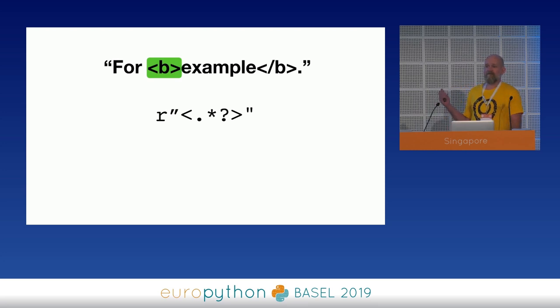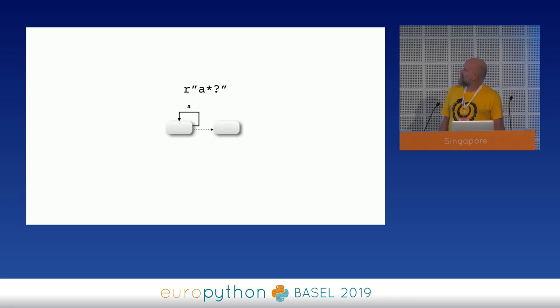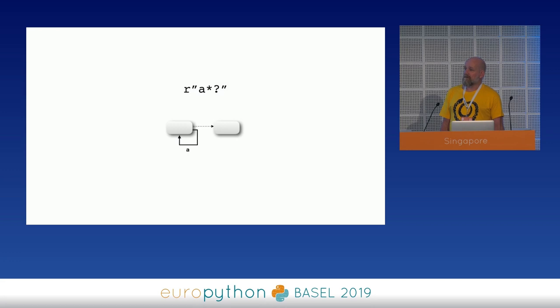Now, this might even be a better match than we had back with the previous example, right? And it's way faster. So the minimal loop: execute the commands in the loop as few times as possible. So what would that look like in a diagram? I think you're gonna like this. We just do this. We try the upper part first, and then we do the loop.